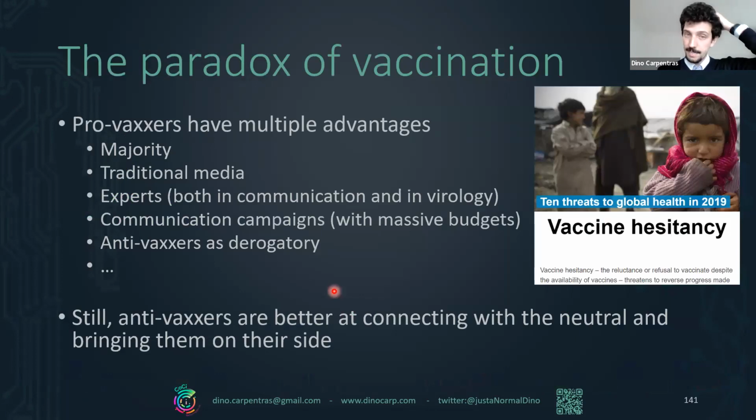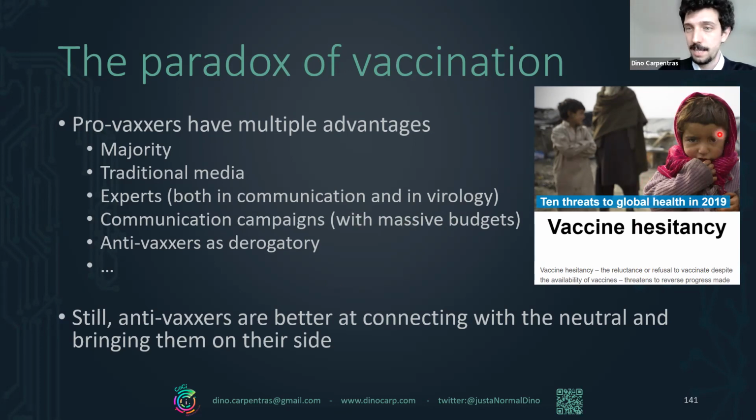And this gives us an idea, because regarding vaccination, there is a kind of paradox, which is that pro-vaxxers, in theory, should have a lot of advantages, because they're the majority of people. Again, all this information was from before COVID. COVID was a real game changer. But even before COVID, the pro-vaxxers were the majority of people, vaccines were supported by traditional media, by experts in communication and virology, and there were already massive communication campaigns with massive budgets, which were promoting vaccination and trying to fight vaccine hesitancy.